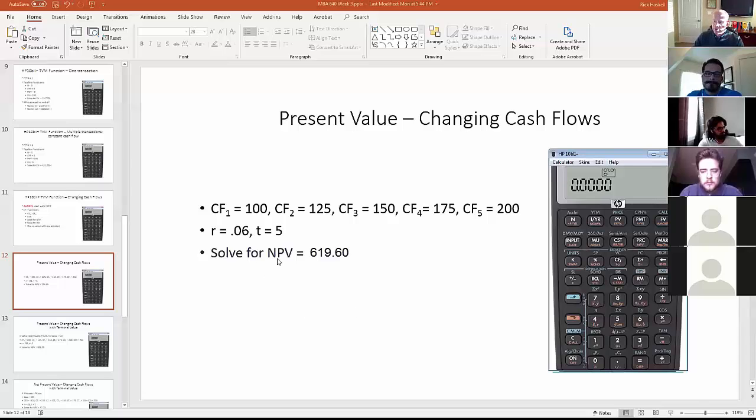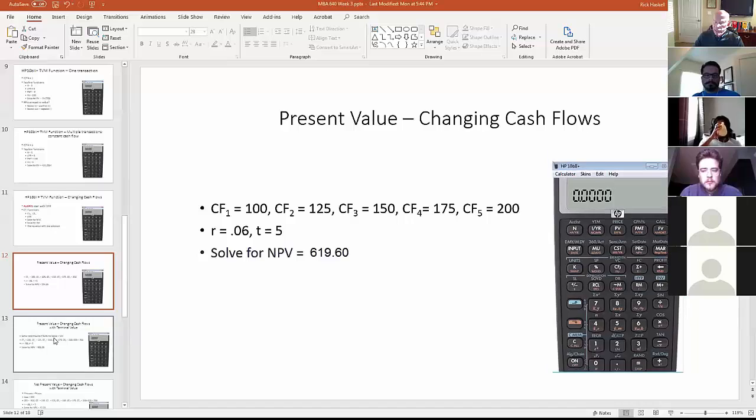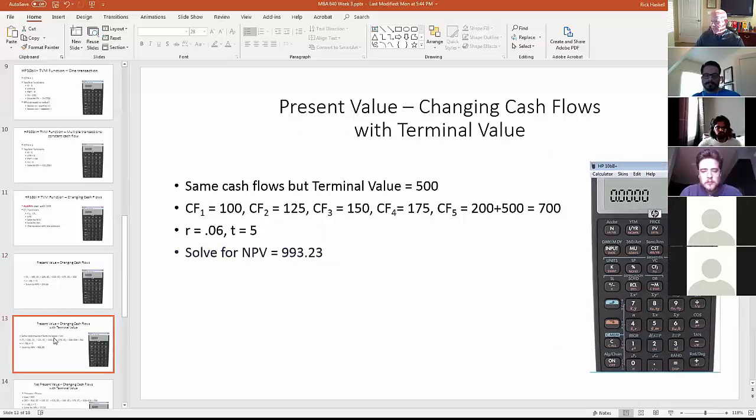Well, we solved for net present value. It gives us a number, it should be 619. But in fact, what we really wanted to solve for was present value. So let's take it a little further. Let's make an assumption. Let's see if we can't get this one where it actually gives me the right number. I'm not sure why it's not, but we'll figure it out.